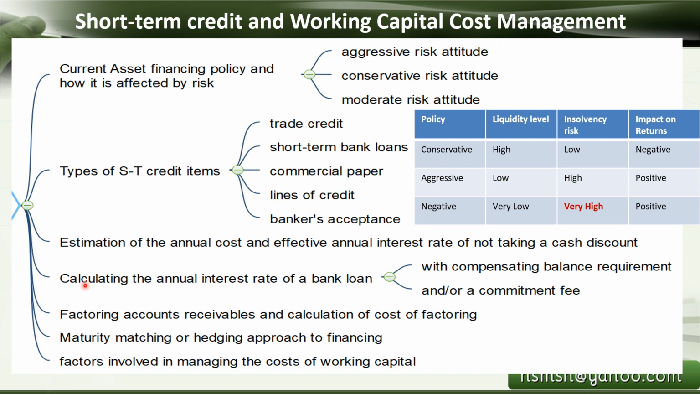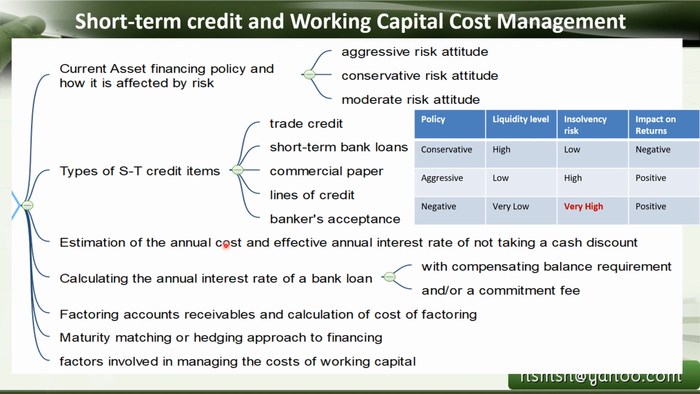Accordingly, we need to calculate the working capital cost management also. Estimation of the annual cost and effective annual interest rate of not taking a cash discount is also an important point. For example, on a trade purchase there may be a possibility of a cash discount if we pay immediately. That can be funded by immediately taking a short-term credit, so that we take the cash discount and make the purchase.